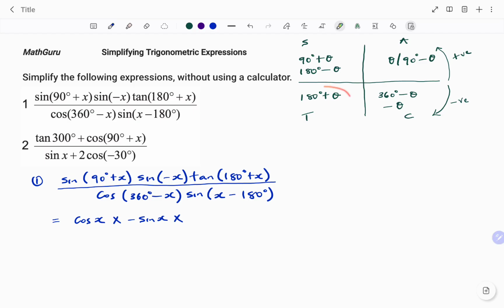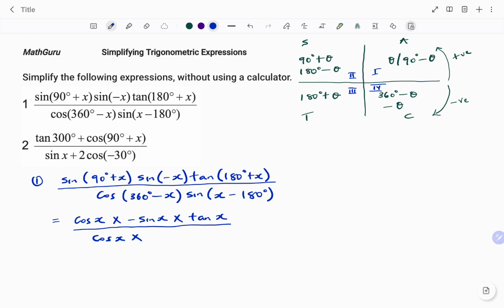180 plus x falls in the third quadrant. Tan is positive in that quadrant, so that simply becomes multiplying tan of x. Then at the bottom, I have cos of 360 degrees minus x. That falls in the fourth quadrant. Cosine is positive, so therefore that's going to be cos x times.